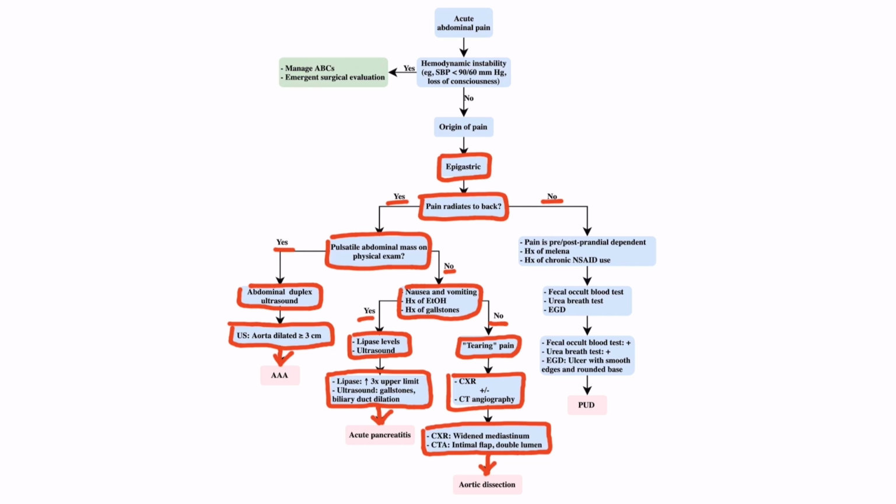Pain that does not radiate to the back but presents with pain before or after meals is classic for peptic ulcer disease. History of melena and chronic use of non-steroidal anti-inflammatory drugs are associated with this disease. A positive fecal occult blood test, urea breath test, and a confirmatory esophagogastroduodenoscopy test revealing an ulcer with smooth edges and round base confirm the diagnosis of peptic ulcer disease.